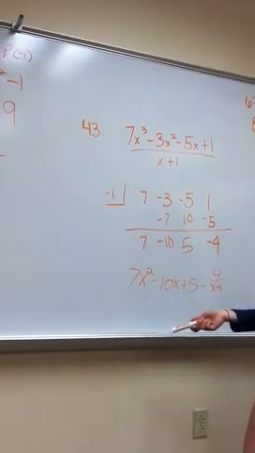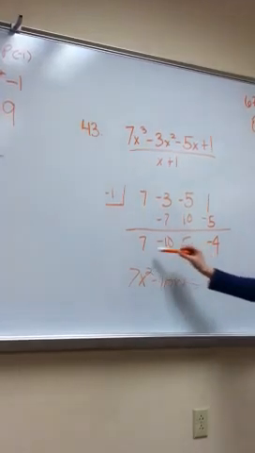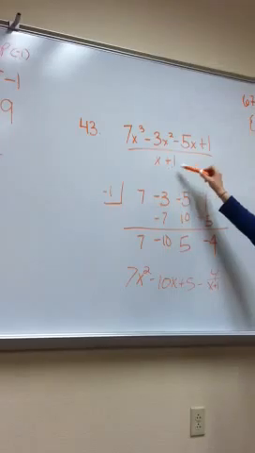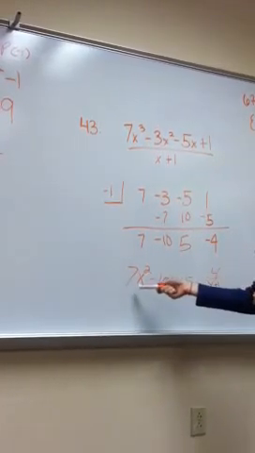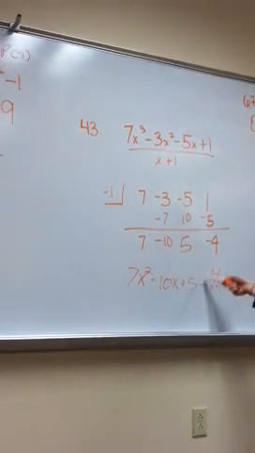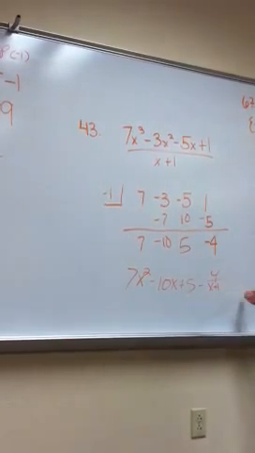And then we had to make a new polynomial with what we have here, taking out the factor of x plus 1. So you get 7x squared minus 10x plus 5 minus 4, over x plus 1.